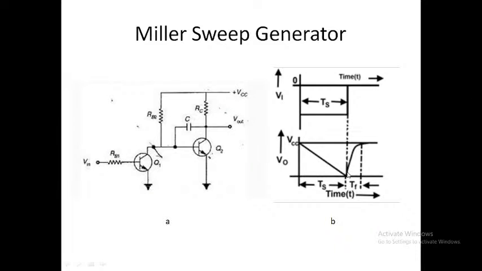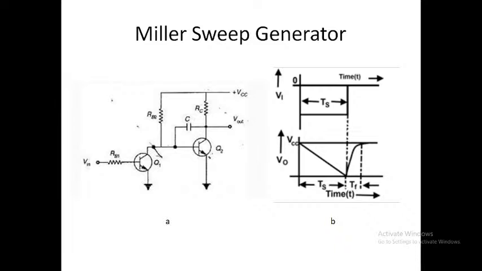Here, because of the capacitor C1, that is capacitor C, the rate of decrease of the output voltage is controlled. Why? Because there is a capacitor between transistor input and output. You know that a capacitor takes a small time to discharge.